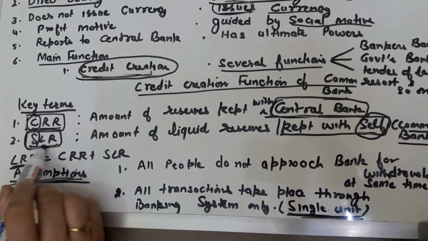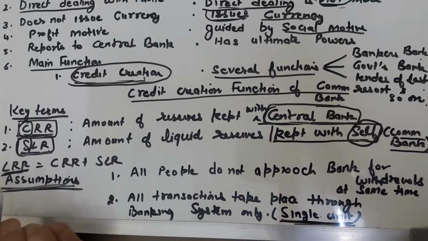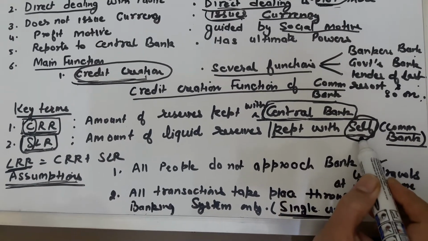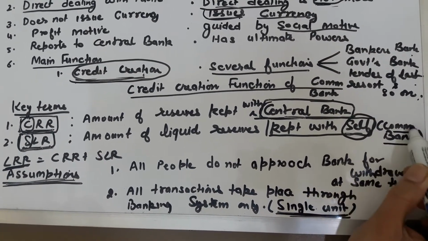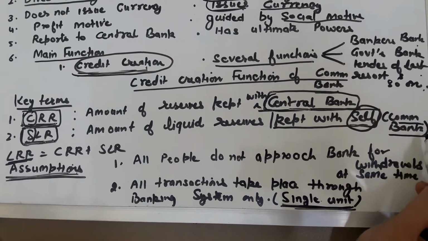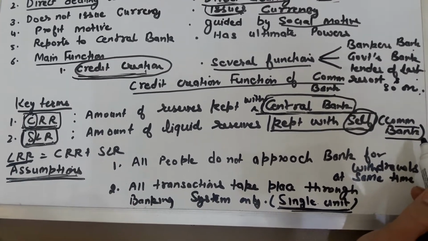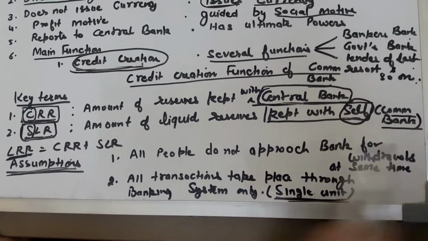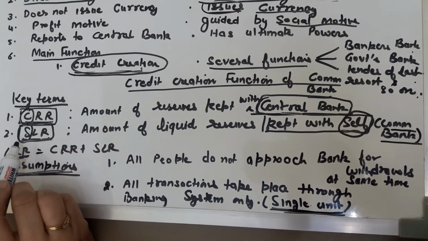Next key concept is of SLR. SLR is the amount of liquid reserves which are to be kept with self. Self here refers to the commercial bank. For example, when you are going out of your house, you keep some liquid reserves in your wallet. That liquid reserves which you keep with yourself is a kind of a SLR.